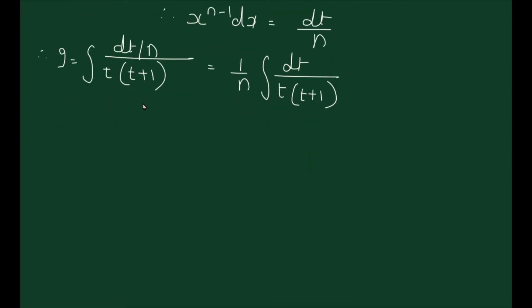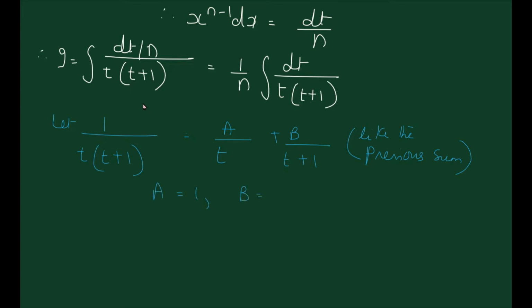Now some of the steps you are going to write yourself. It is just like the previous sum. We write, let 1 upon t into t plus 1 be equal to a upon t plus b upon t plus 1, like the previous sum. We get a as 1 and b as minus 1; you can solve it just like the previous sum. You have to solve it and show the steps. In the exam, you cannot just write this step and keep it as it is. You have to solve this step.